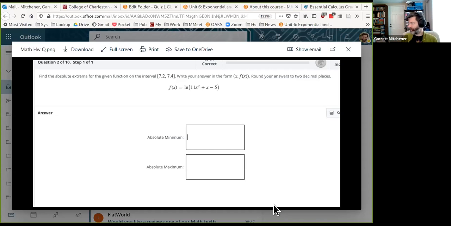Okay, and the function formula expression is ln of 11x squared plus x minus 5. Okay, so let's get that working.